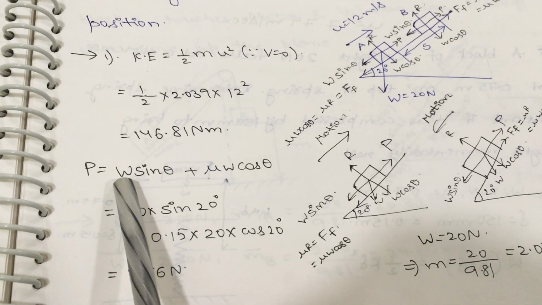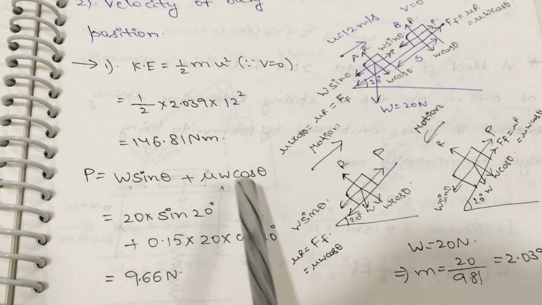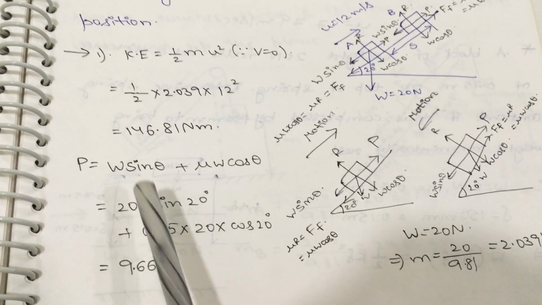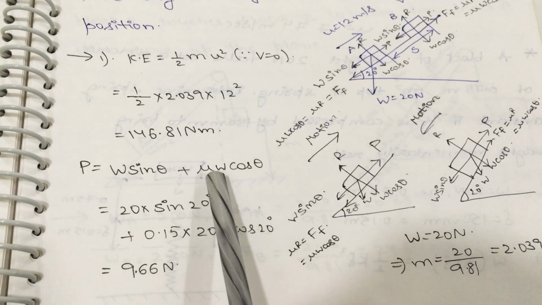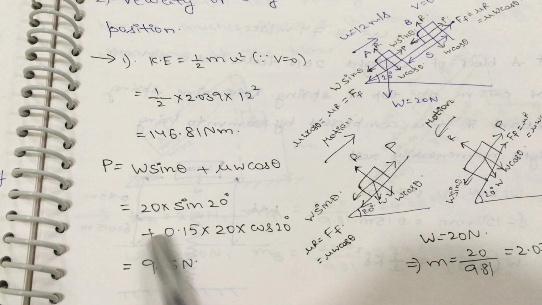Now we know the W value, we know the mu value and we know the theta value. These three values are given in the question directly. Now substitute all the values in this equation. You will get the P value. P is nothing but force value.